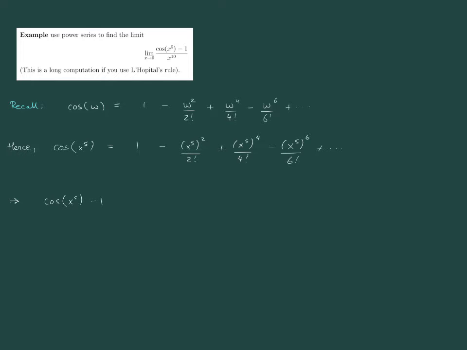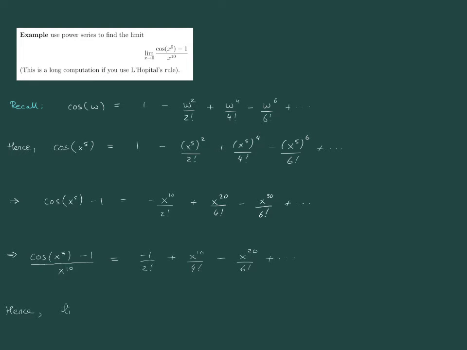So this tells me that if I take away the 1, I kill the first one, and I'm just left with x to the 5 to the power of 2, which is just x to the 10. So let's multiply out all the powers, and we're left with this, plus dot dot dot. Now, if I divide across by x to the power of 10, in the first term I'm just going to be left with minus 1 over 2 factorial plus x to the 10 over 4 factorial plus x to the 20 over 6 factorial, plus dot dot dot, higher powers of x.